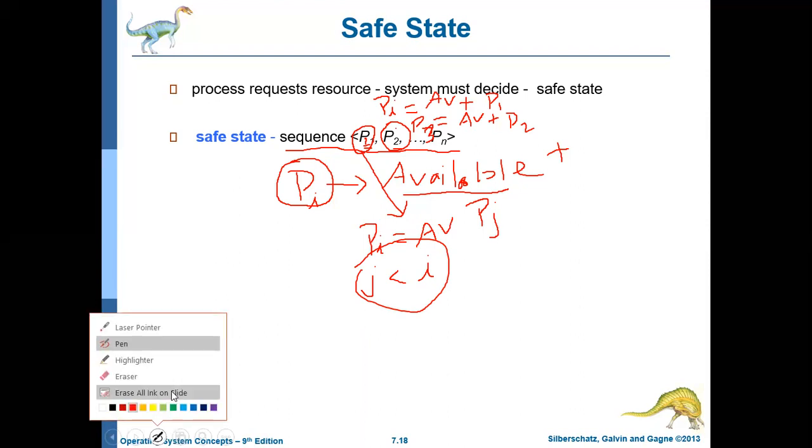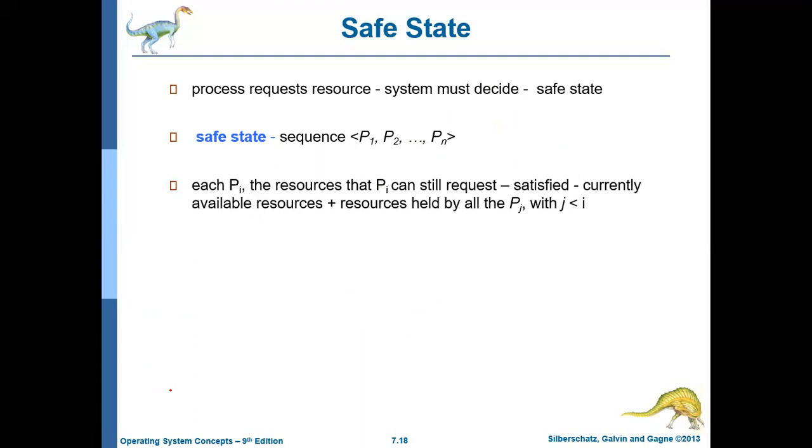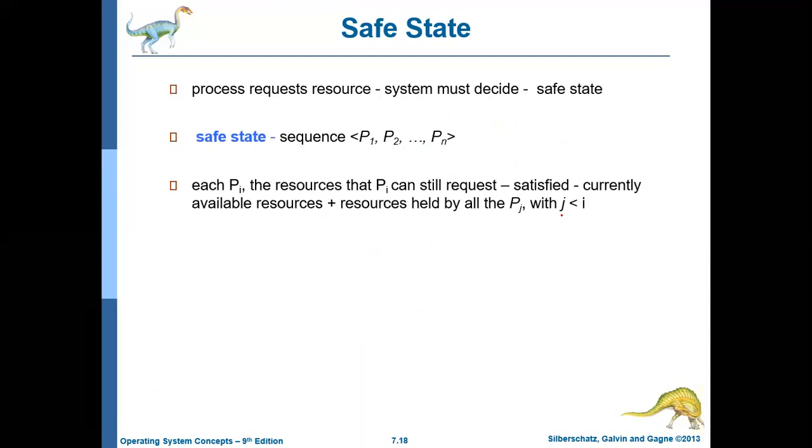Let us try to understand this with an example. So each Pi, the resources that it can still request should be satisfied by the currently available resources plus the resources held by Pj, where j is less than i. Let us try to understand this with an example.